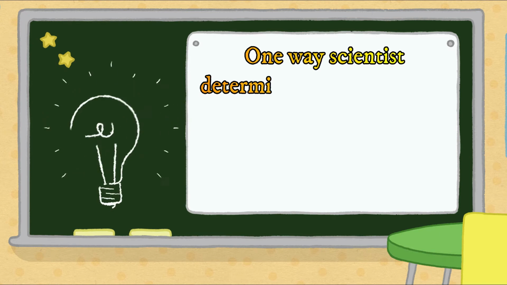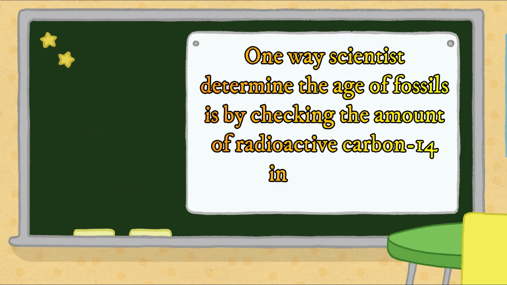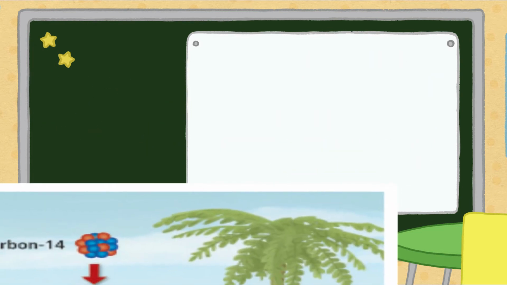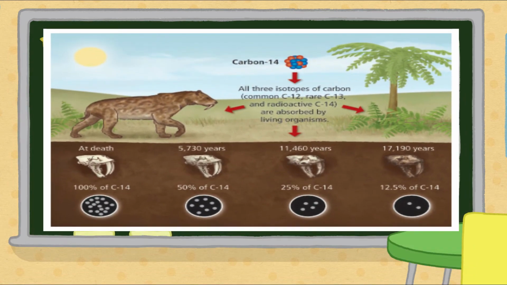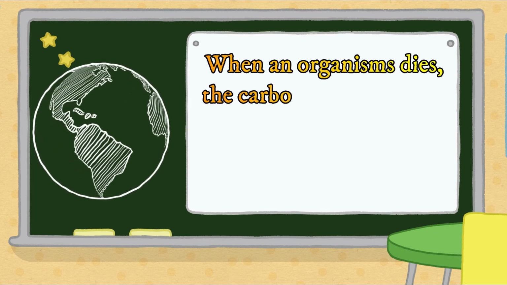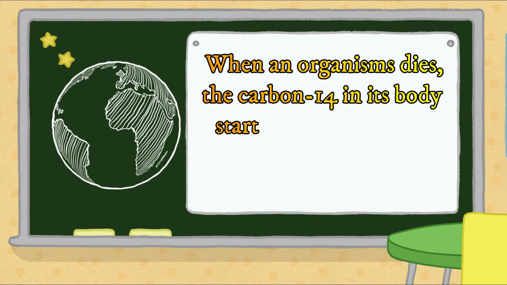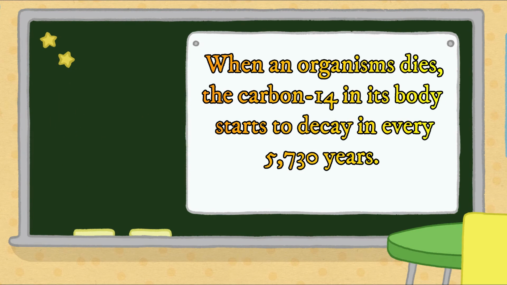One way scientists determine the age of fossils is by checking the amount of radioactive carbon-14 in the fossil. Every living thing is made up of carbon-14. So once an organism dies, the carbon-14 in its body starts to decay to form nitrogen-14. The rate of this decay is constant. For example, half of the remaining carbon-14 breaks down every 5,730 years.